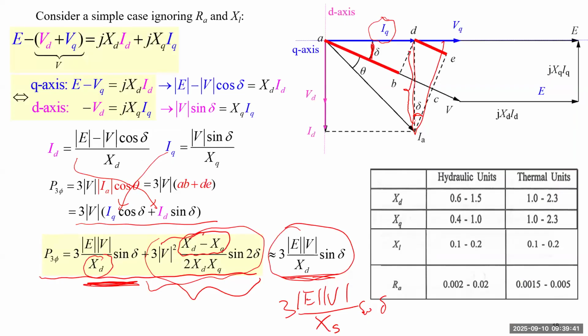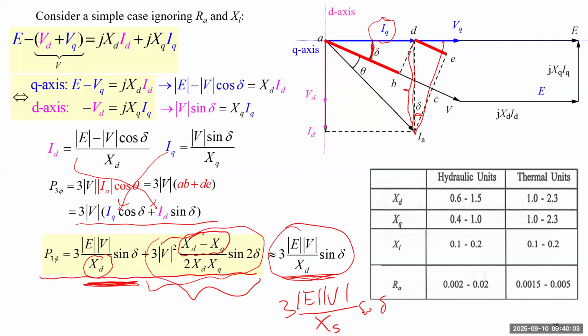So come back to this slide. So for the thermal unit, you see the SD, SQ fall into the same range, so they can be very close. This is the reactance due to the air gap. So usually it's only less than 10%, and resistance can be very small. Usually it can be ignored for approximate calculation.